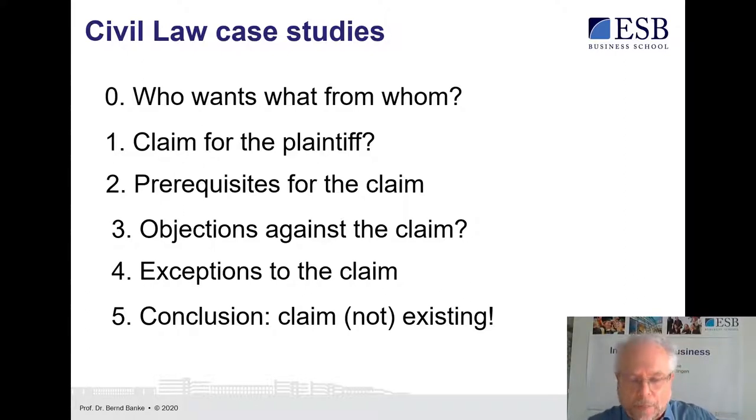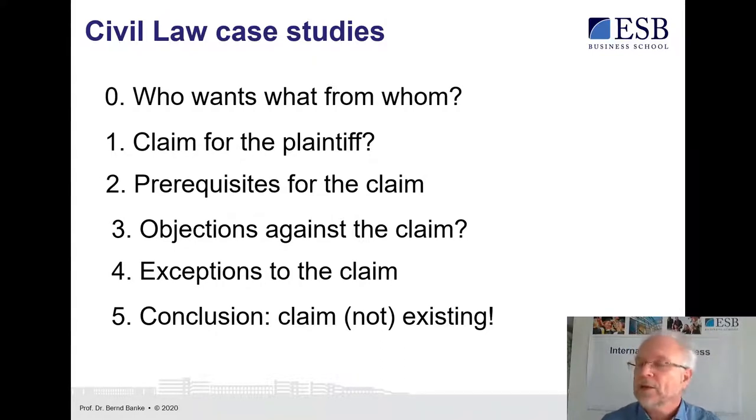So now we are back in our normal schedule and procedures. Who wants what from whom? We already checked that. We know that. Now we need a claim for the plaintiff. In our case, the buyer is the plaintiff. And so we have to look for claims for that, applying the CISG. And that is something which occurs to any lawyer, judge, or legal expert worldwide. You know what to use. Now you have to search for that.